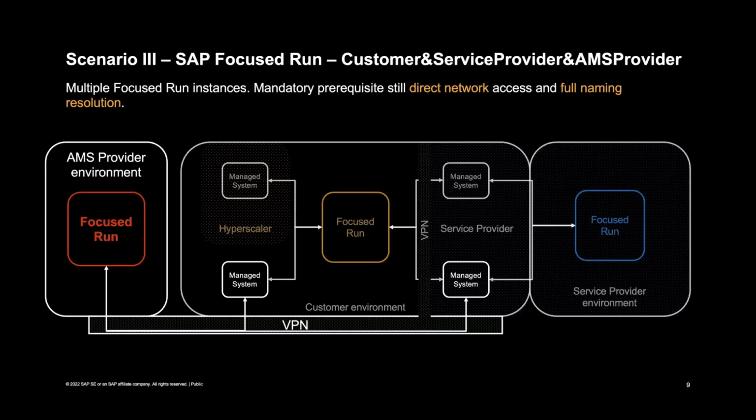Of course, to establish this scenario, there needs to be some additional VPN connectivity established. This can be a direct VPN connectivity between the AMS provider and the service provider, or in some cases, it's even a tunnel connectivity. So the AMS service provider connects to the customer network, and from the customer network, he's using the VPN connectivity between the customer network and the service provider. But at least it's still the requirement: we need to establish a kind of network access between all the Focused Run systems and the managed components.